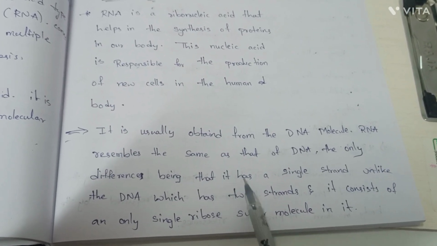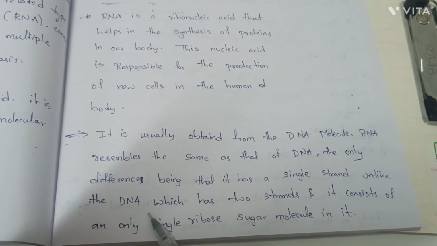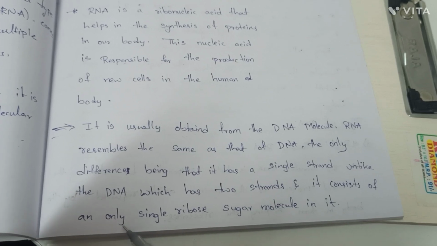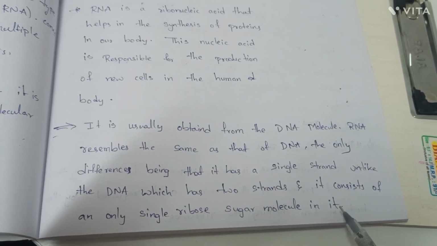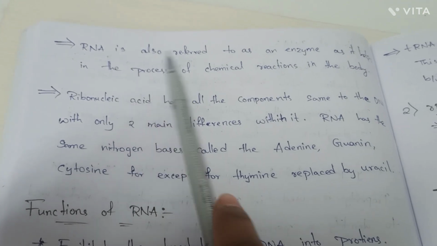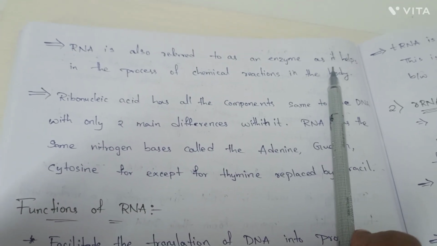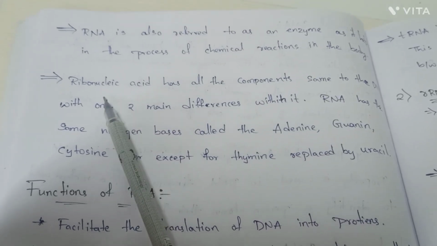The only difference being that it has a single strand, unlike the DNA which has two strands. It consists of only a single ribose sugar molecule. RNA is also referred to as an enzyme as it helps in the process of chemical reactions in the body.